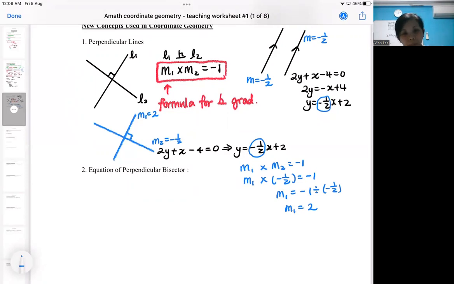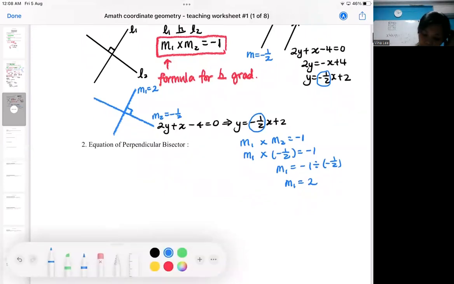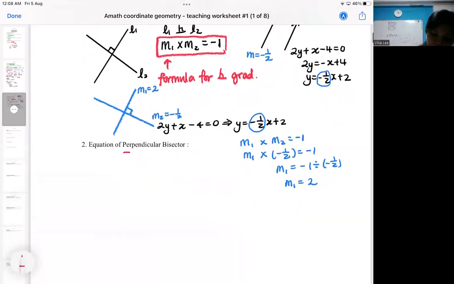Then we talk about the equation of a perpendicular bisector. There are two features of a perpendicular bisector. It must cut at the midpoint, that's why we use the midpoint formula. And it must cut at 90°, that's why we will use the formula for perpendicular gradient.